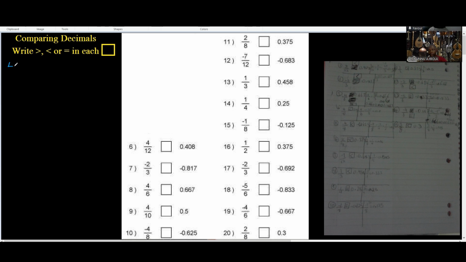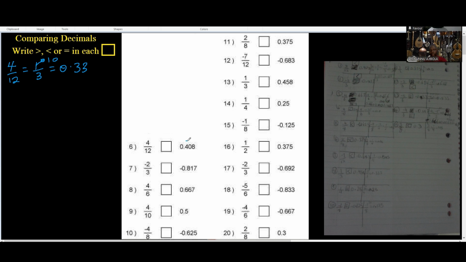So 4 over 12 is the same thing as 1 over 3, right? Yes. Okay. So 3 cannot go in 1, and put a 0. And if I put 0 here, that's 10. 3 in 10 is 3. That's 9. Remaining 1 again. Put in that one. That's 3 in 10 again. That's 3. So 0.33 and so on.